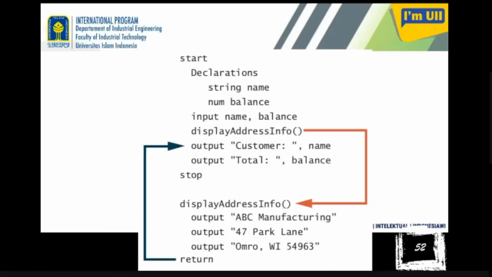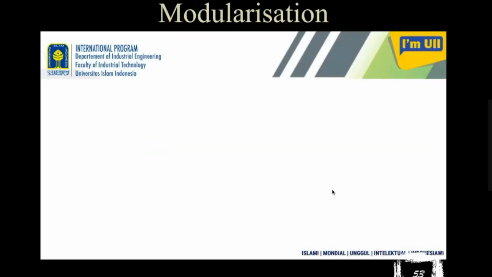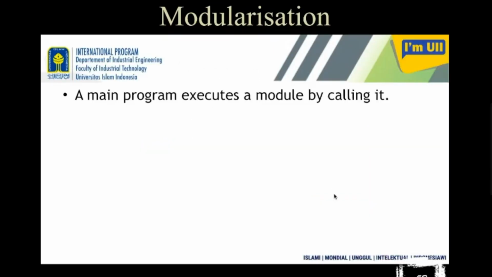Similarly, the pseudocode is like this: display address information in brackets, and return. It will display all this information after executing one by one. First it will execute this line, this line, this line, and this line. After that, it will come here and immediately return, going to this place, and it will execute this line and this line, and again return back here and execute this line and this line. Now, a main program executes a module by calling it.